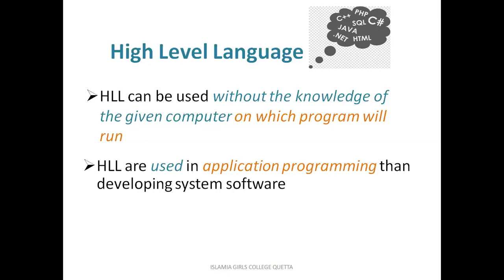So high level languages are used in application programming rather than developing system software, because they are closer to the humans as compared to the computer, and therefore they are not used for writing those applications through which you can control the computer. Instead, they are used for developing application programs and some specific software, like we have seen word processors or some gaming apps.